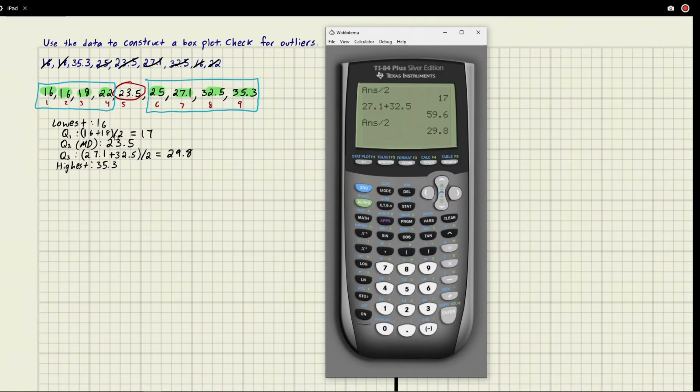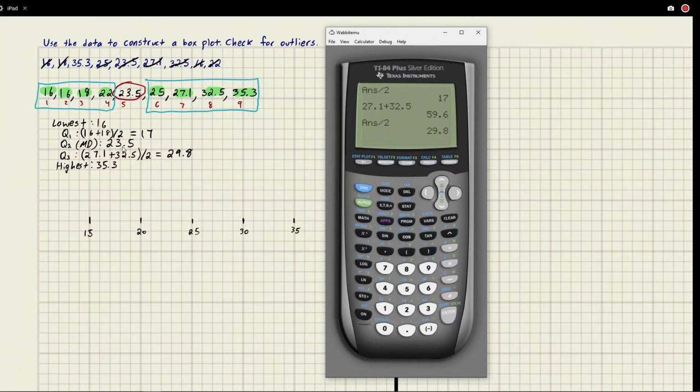So now that we have our 5-number summary, we can do a box plot. So the box plot is going to have the lowest value on one side, which is, in this case, 16. And it's probably a good idea to establish a scale. So I'm going to count by 5s. So this is going to be 15. This is going to be 20, 25, 30, 35.